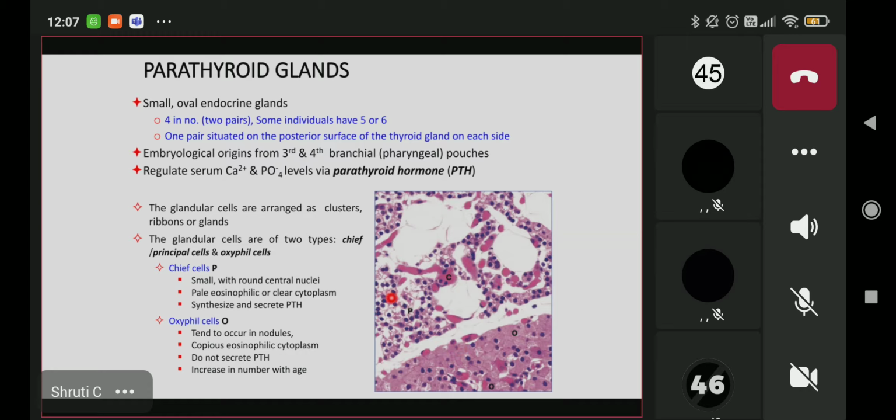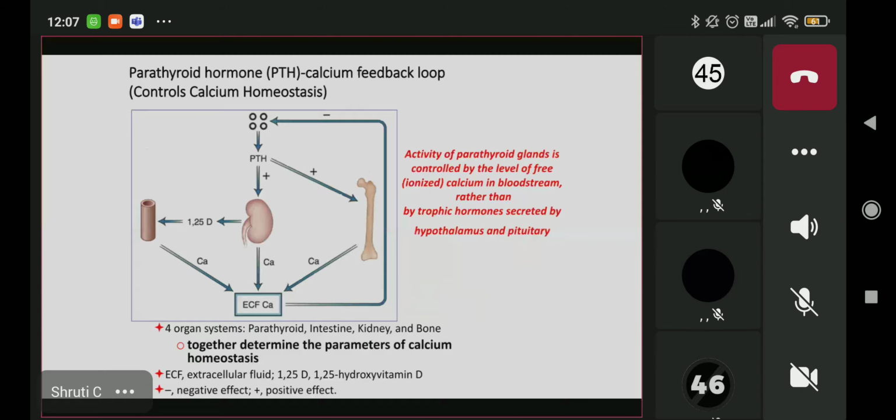Now the chief cells, why are they very clear? Because of the presence of glycogen. Okay. And the glycogen may also be contained in the oxyphil cells, but the chief cells also secrete parathyroid hormone. So parathyroid hormone is secreted only by the chief cells and not by the oxyphil cells, and glycogen is present in both types of cells. Okay, fine.